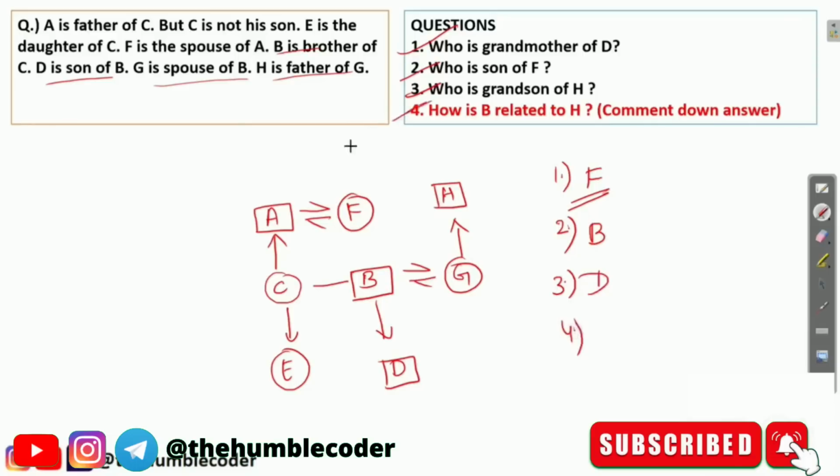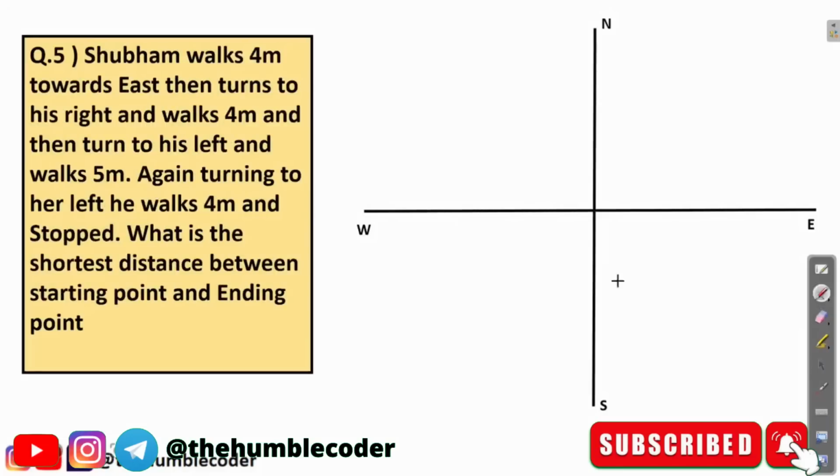Again, this is the third question in the series that you need to comment down. We have already seen the previous two questions that you have to comment. Now this again you have to comment down: how is B related to H? So we have B over here and H over here. You need to find the relation between them, and make sure that you find the relation of B to H and not H to B. So find out the answer and make sure that you definitely comment down. Moving on to the next question now.